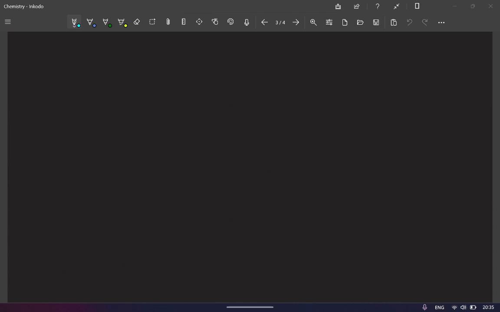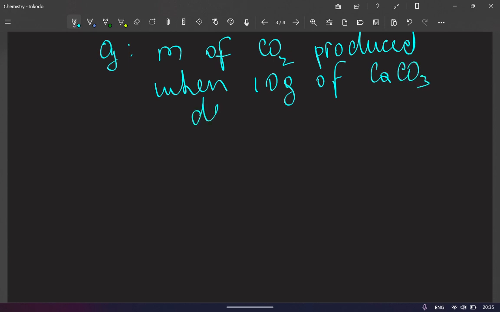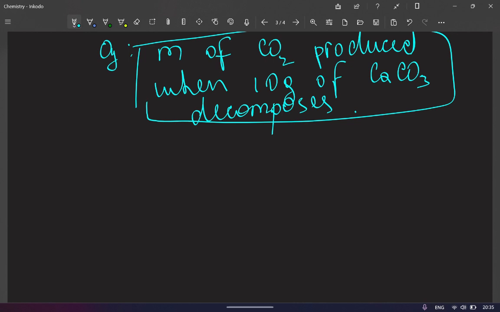Now let's use moles to determine reacting masses in a balanced equation. Always balance the equation first and use mole ratios to find unknowns. So let's consider the following example. We have a question to calculate the mass of carbon dioxide produced when 10 grams of calcium carbonate decomposes.